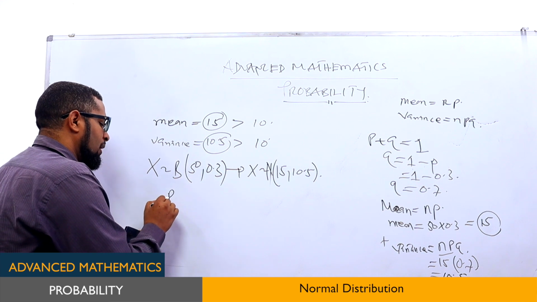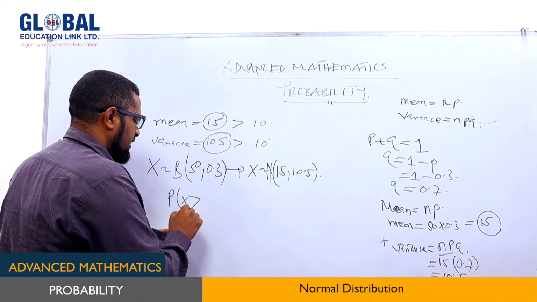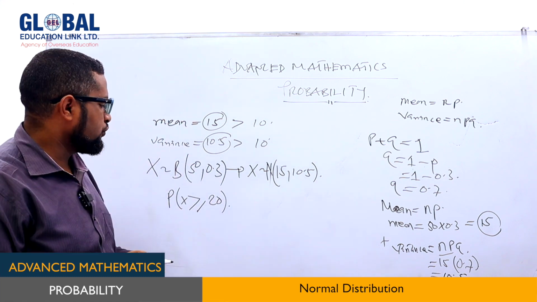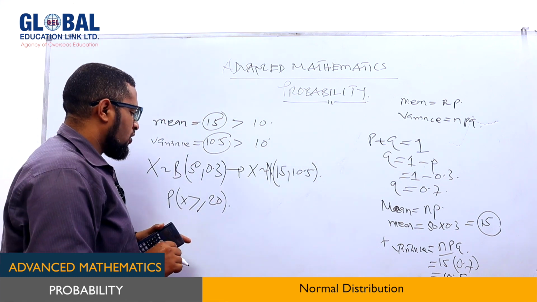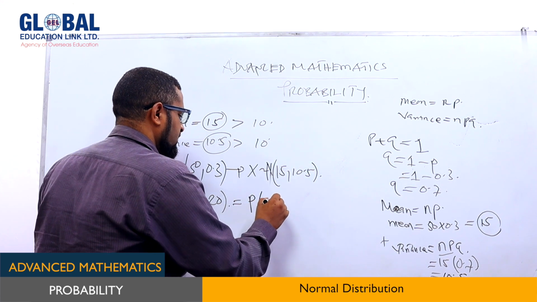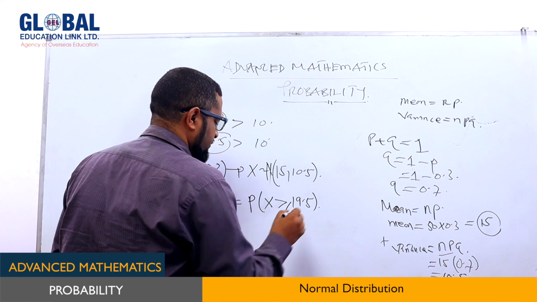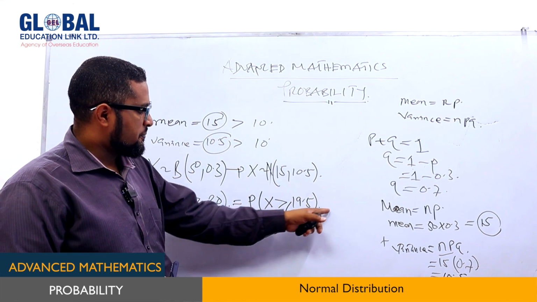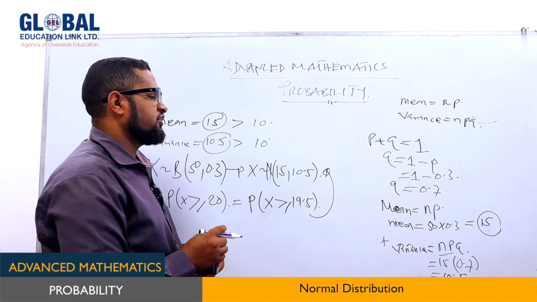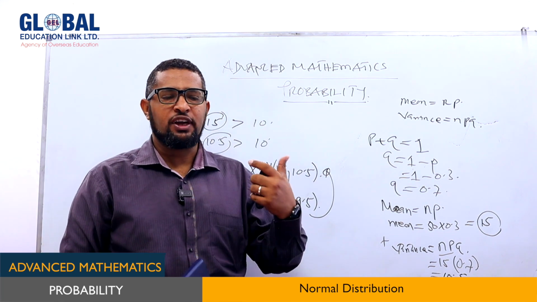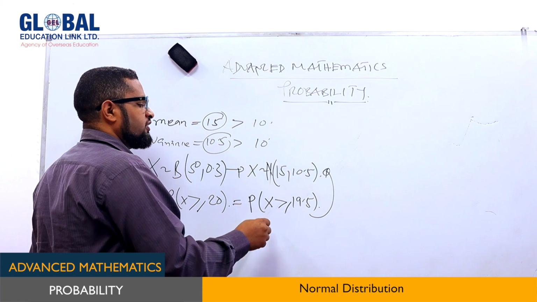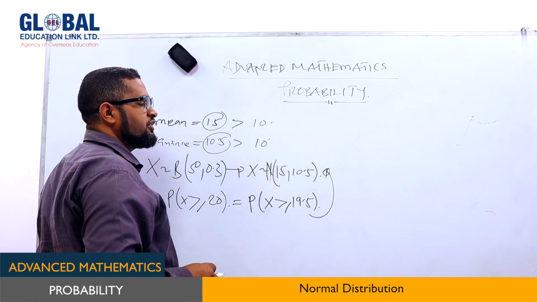But remember, we are looking for the probability of x greater than or equal to 20. That is, at least, greater than or equal to 20. Now, for correct approximation, this is the same as writing the probability of x greater than 19.5. Now, let's use this one as our value. We are writing it into the standard normal distribution, and let's see what we are going to get.